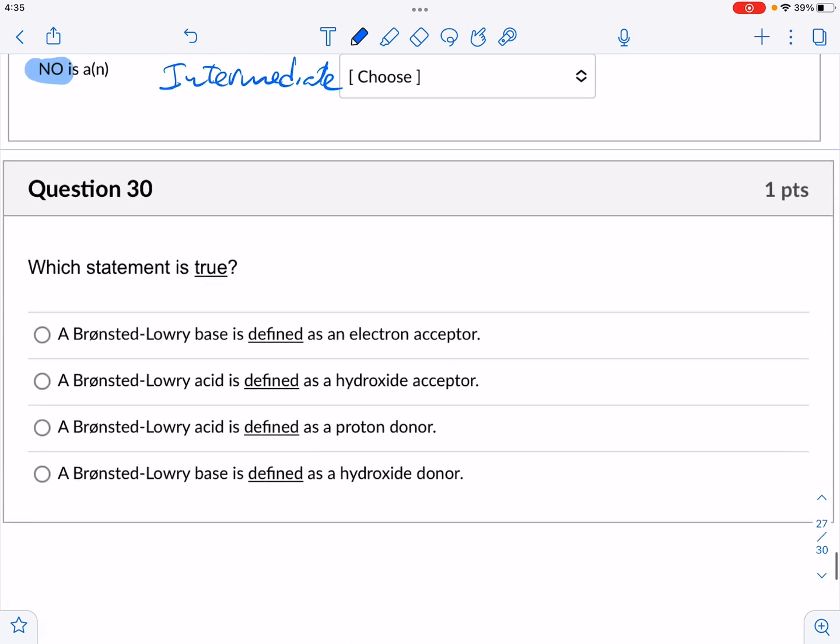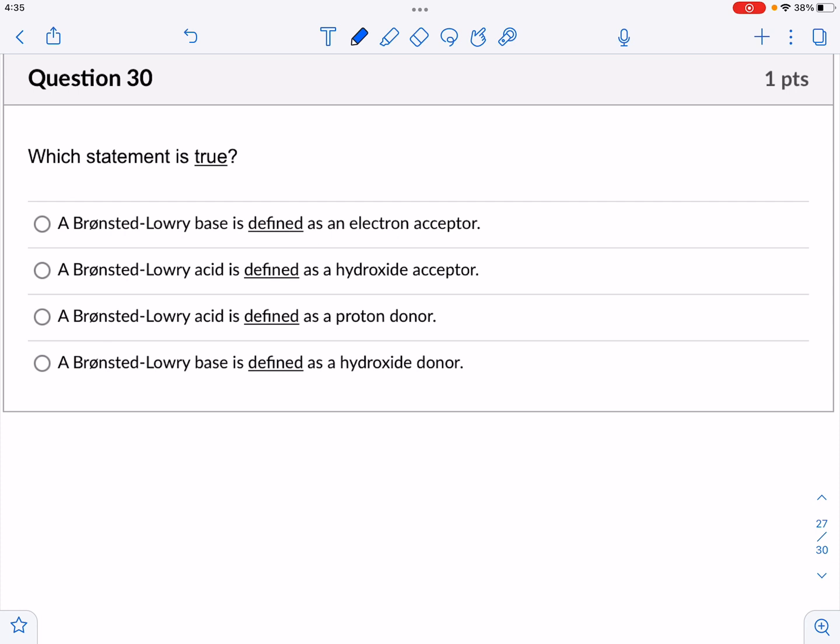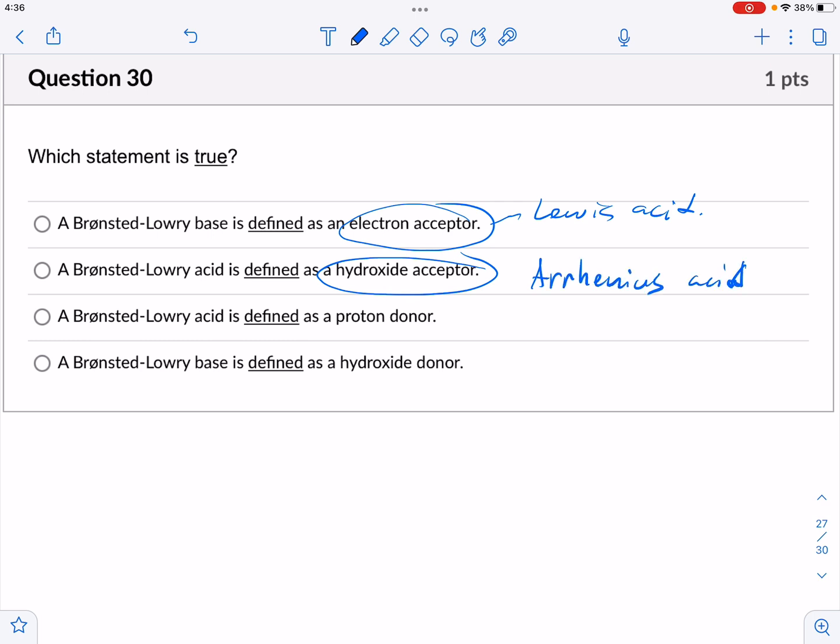All right. Which statement is true? A Bronsted-Lowry base is defined as an electron acceptor. No. An electron acceptor is a Lewis acid. A Bronsted-Lowry acid is defined as a hydroxide acceptor. Well, a hydroxide acceptor sounds more like an Arrhenius acid. A Bronsted-Lowry acid is defined as a proton donor, and yes, that's what we're looking for. And a Bronsted-Lowry base is defined as a hydroxide donor. The hydroxide donor is an Arrhenius base.